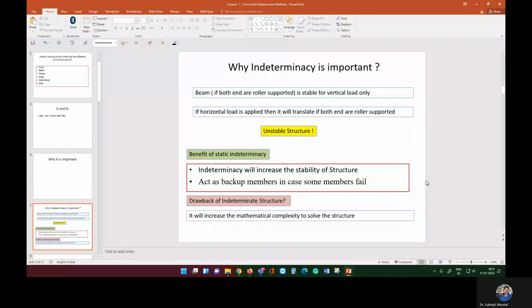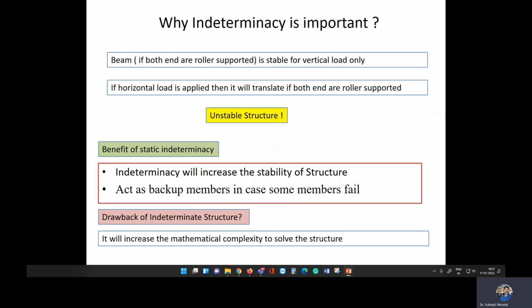Indeterminate structures is important. Basically, if you see a beam where both ends are roller, what happens if we apply the load in the vertical direction? It can carry the load.